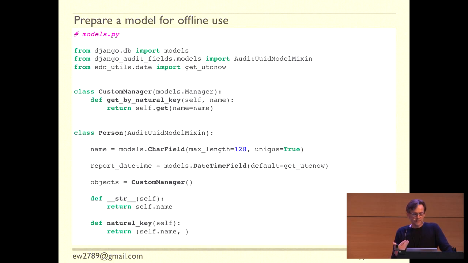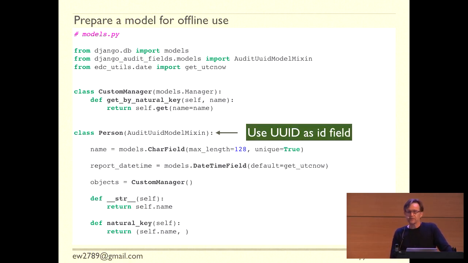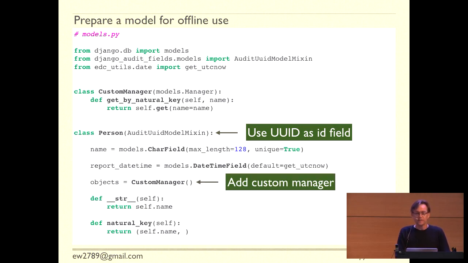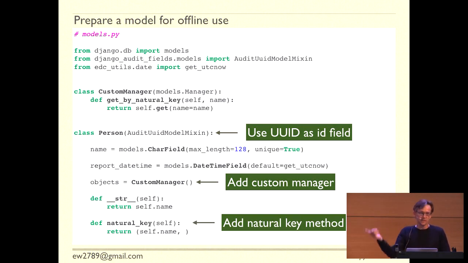So now, and this is well described in the Django documentation, you're preparing a model for serialization. What we did was switch from an integer primary key to a UUID, so we wouldn't get any clashes. That has now become part of Django, so you can use that, but previously it wasn't. Add a custom manager plus the natural key, so you can do the full circle of serializing and deserializing.